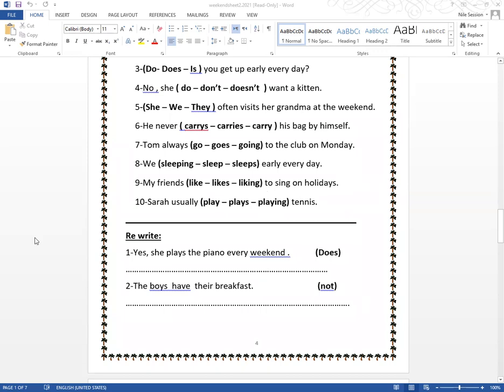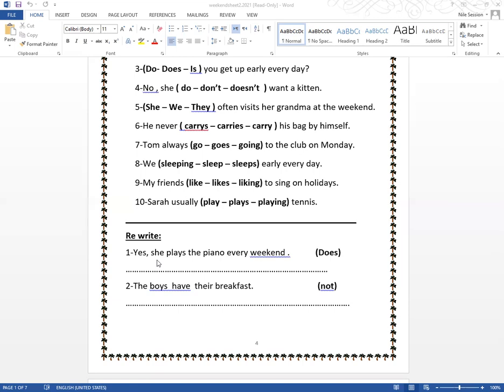Number 1: Yes, she plays the piano every weekend. First, we have steps to answer. I want you to look for the keywords of the present simple. So, every weekend: underline every weekend and write present simple. So how can I make a question in the present simple?